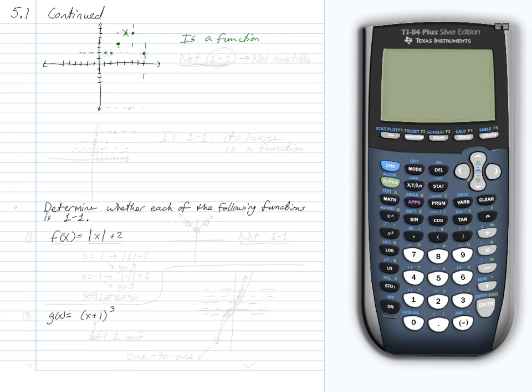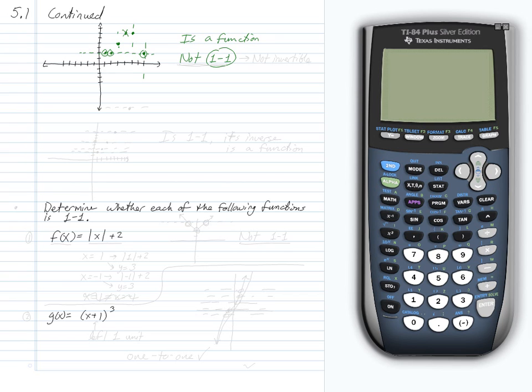But a horizontal line here at a height of 2 hits 1, 2, 3 different points. So this tells us that it is not one-to-one. This is the abbreviation I like to use for one-to-one.